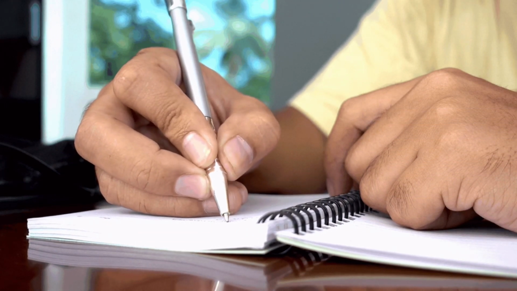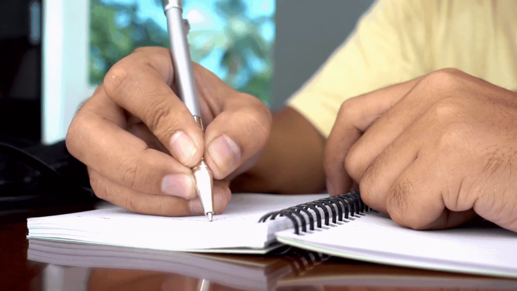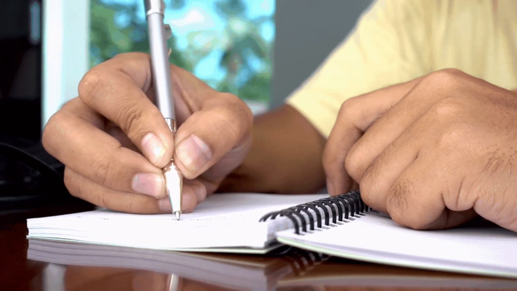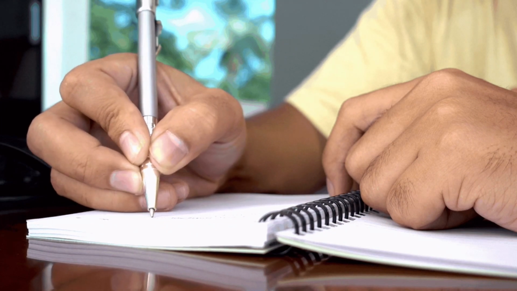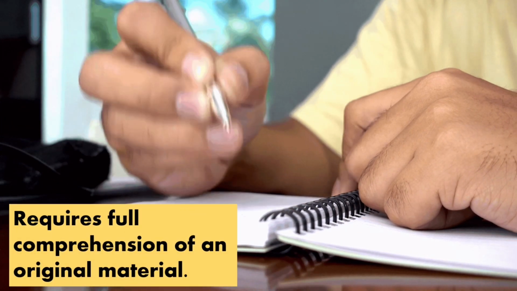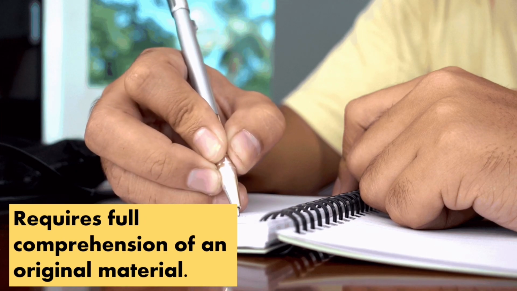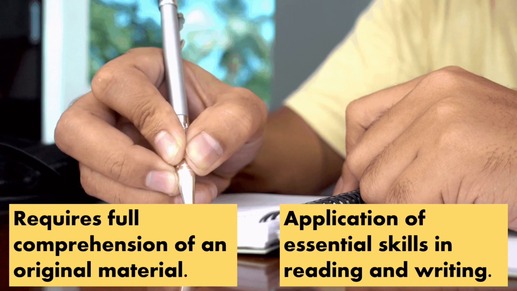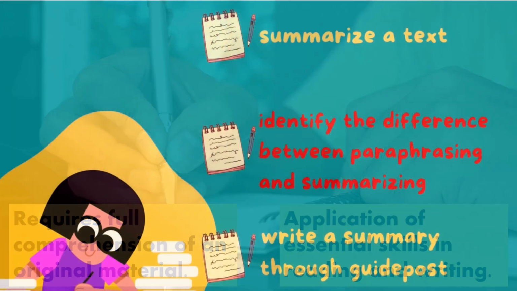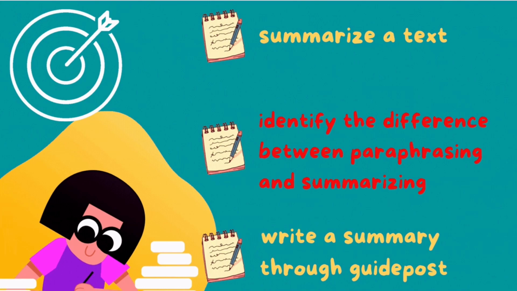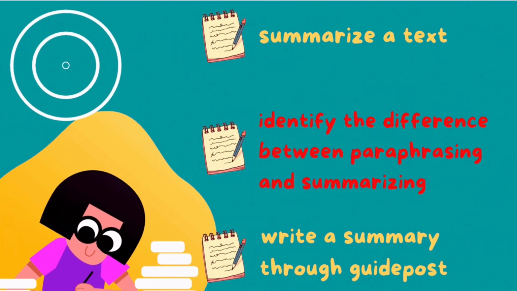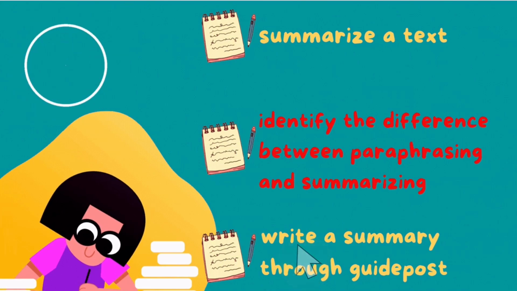While summarizing seems to be an easy task for many, a lot of people still find it a tough task to pull off. This is because summarizing is a skill that requires full comprehension of an original material as well as the application of essential skills in reading and writing. This lesson focuses on how to summarize a text, identify the difference between paraphrasing and summarizing, and to write a summary through a guidepost.